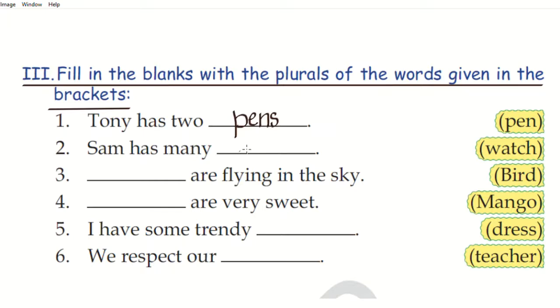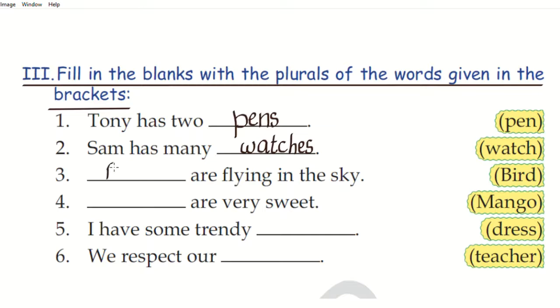Number 2. Sam has many dash watches. The plural of watch is watches. And you can see here the word watch ends at ch. So we will add es to the word watch to make plural of it, watches.